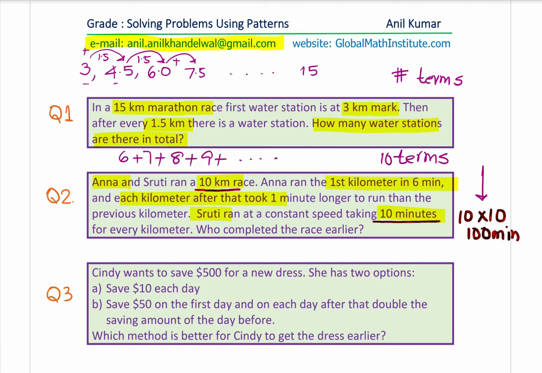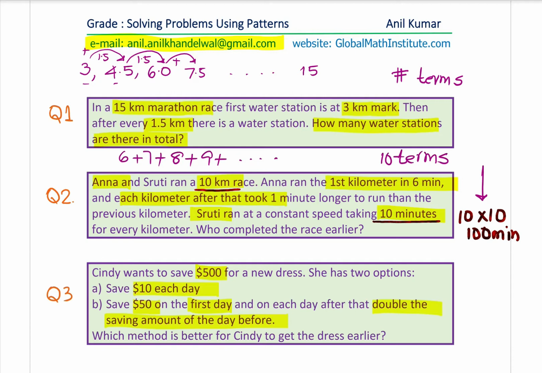Question number 3. Cindy wants to save $500 for a new dress. She has two options: save $10 each day, or save $50 on the first day and on each day after that, double the saving amount, right? Which method is better for Cindy to get the dress earlier?